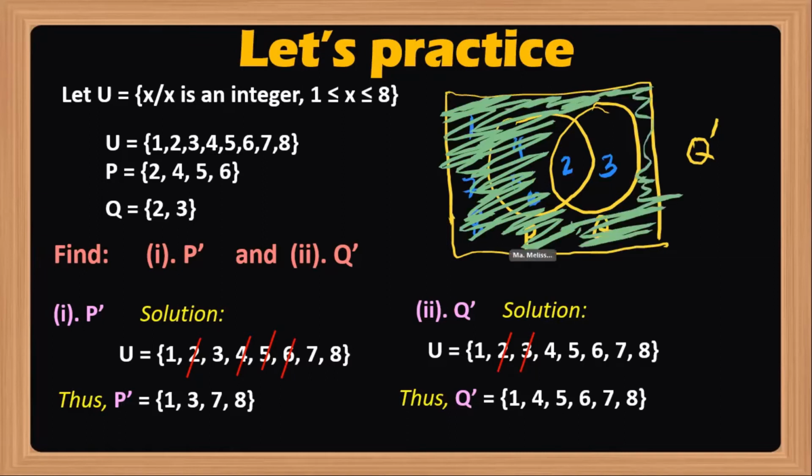And we have outside of letter Q. So therefore, kaya ang sagot natin ay we have 1, 4, 5, 7, and 8.